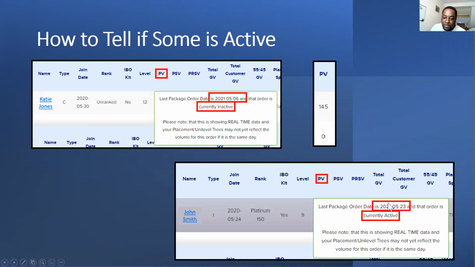Can you see if someone is placed under you before they are an IBO? No, you can't. It's basically down to your IBO to talk to you about that. The only people you can see are the people you've introduced, your personal ones. So you can't see anybody that's placed underneath you, and so forth. If I put my mouse over the 0, it will basically say that person is inactive, and it will say when they've last paid.